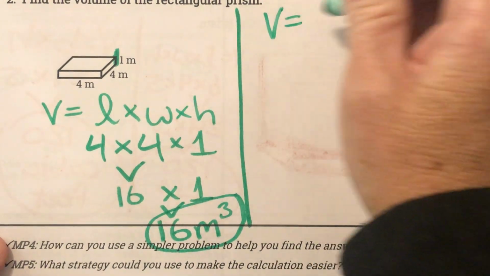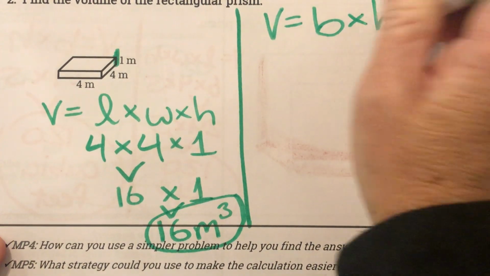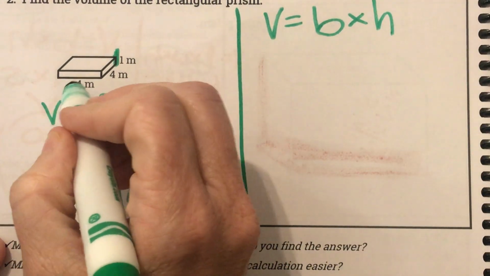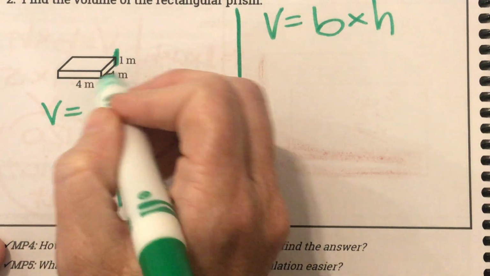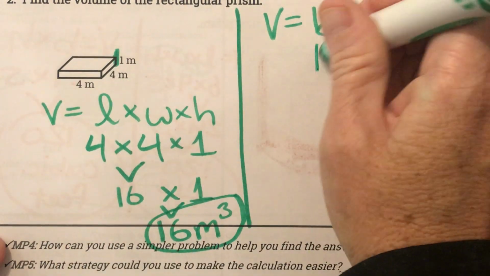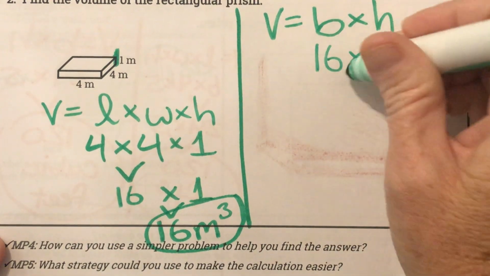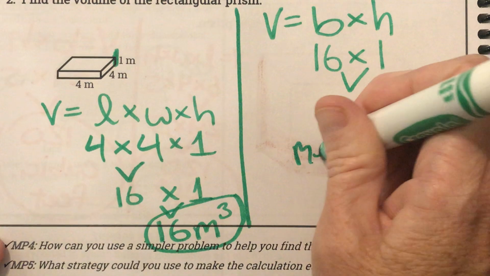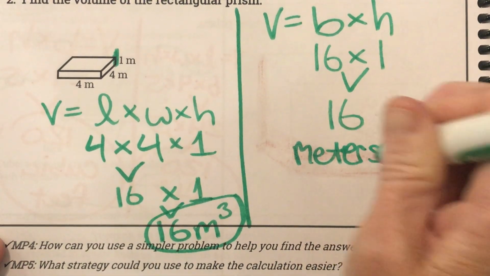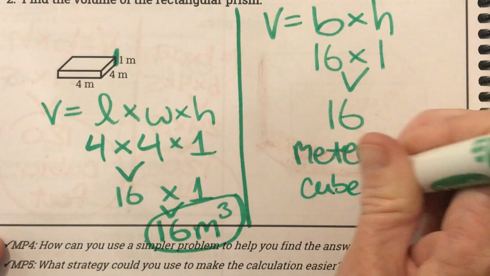Okay, let's do our other formula, base times height. So the area of the bottom is length times width. So 4 times 4 is 16, and my height is 1. So I'm getting 16, and I can maybe practice writing it differently, meters cubed.